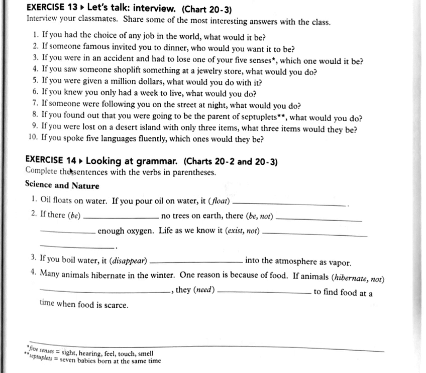Okay, now if we look at exercise 14. Complete the sentences with the verbs in parentheses. These are going to be situations that are real in the present future and unreal in the present future. Oil floats on water. If you pour oil on water, it floats or it will float. You can use both, present and future, because that's factual information. Okay?